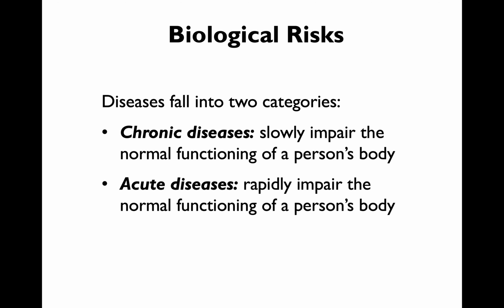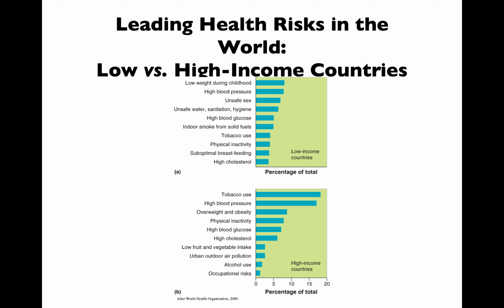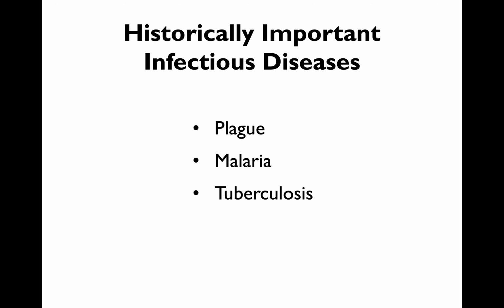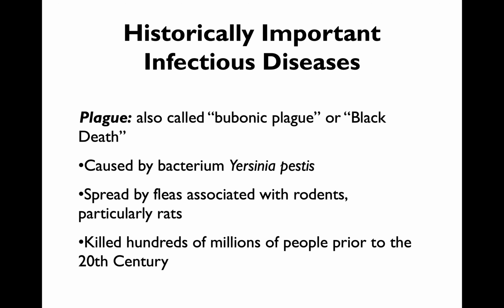So, still thinking about biological risk for the moment, we're going to talk about just a few very historically important infectious diseases: plague, malaria, and tuberculosis. So, plague, it's also called the bubonic plague or Black Death. This was a huge problem multiple times in multiple centuries of the world. This disease is caused by one bacterium, Yersinia pestis.